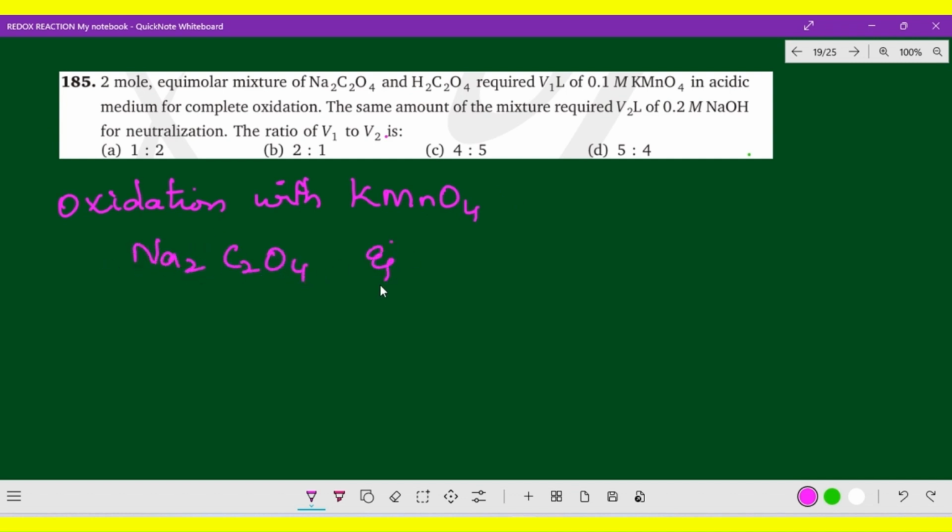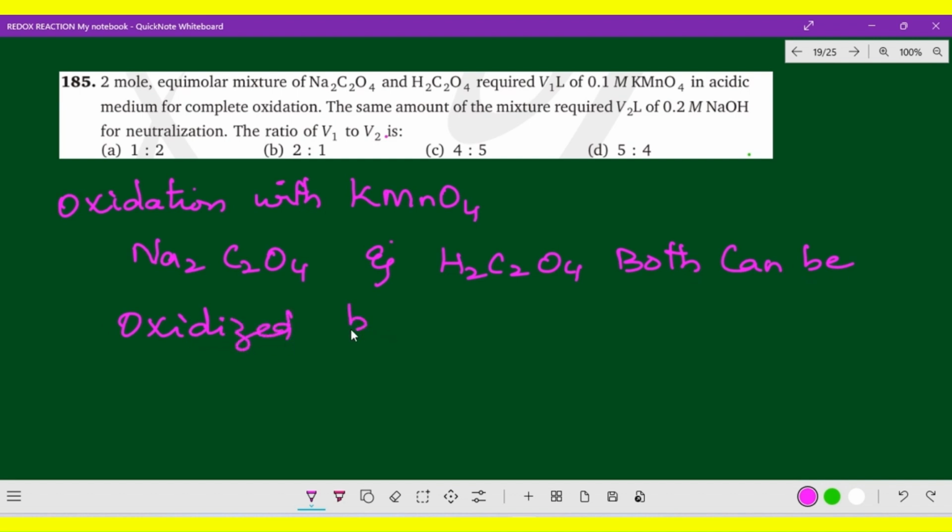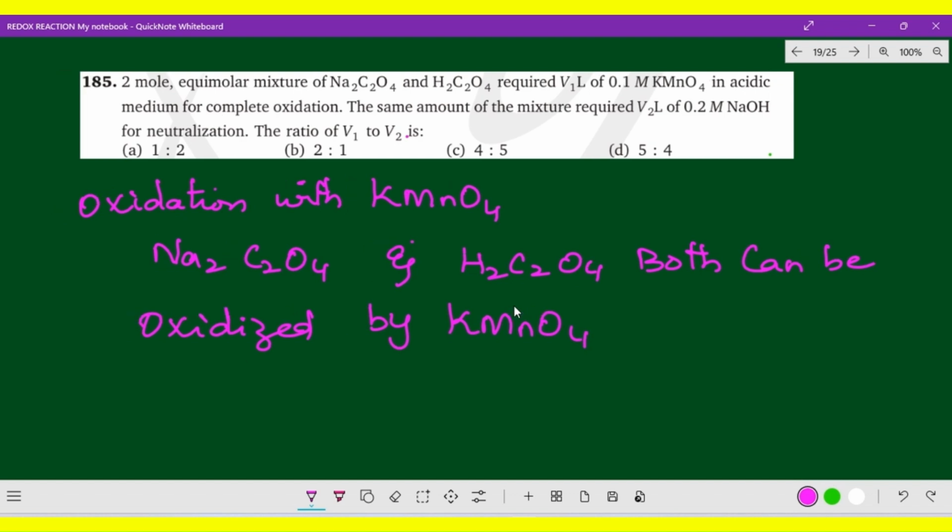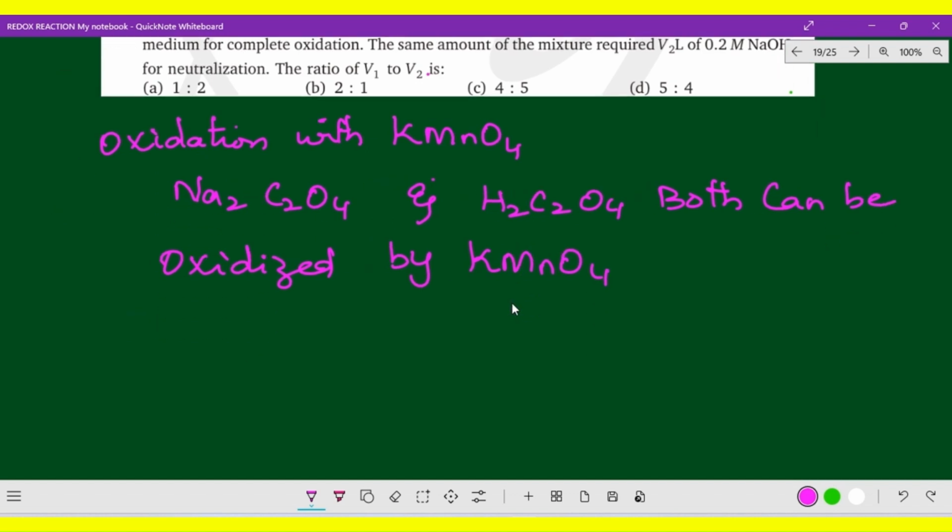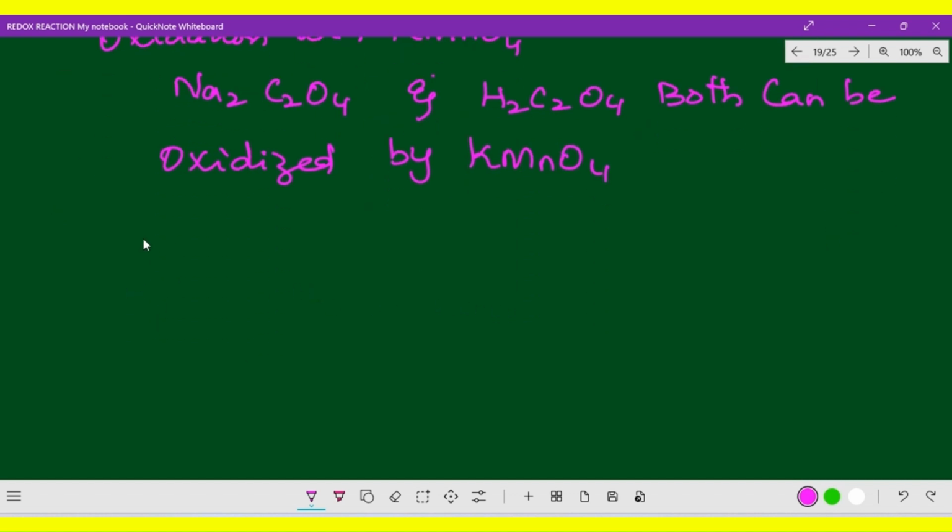Na2C2O4, and H2C2O4. Both can be oxidized by KMnO4. Right, okay, now an equimolar mixture.